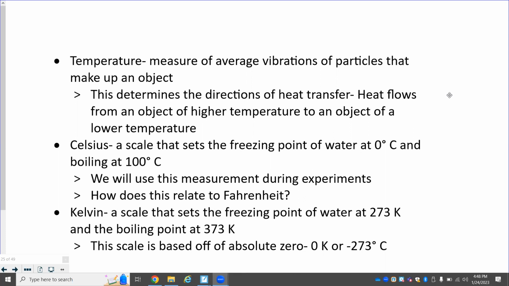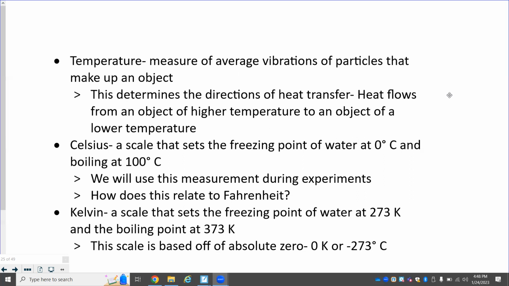How we deal with temperature a lot of times is we will look at heat transfer or energy transfer. So temperature determines the direction of heat transfer. So heat always flows from an object of a higher temperature to an object of a lower temperature.